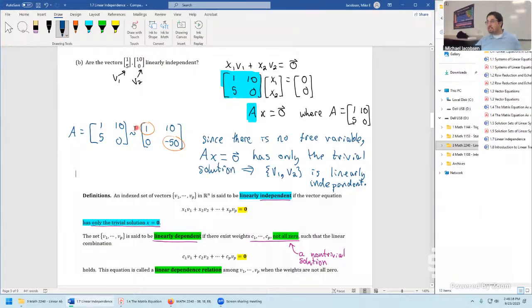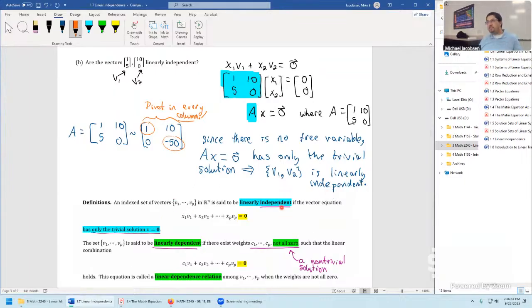Another way to say this is there is a pivot in every column. That deserves an exclamation mark and an underline, because we have to keep columns really straight in our mind versus rows, or this can really mix us up. If there's a pivot in every column, then there's no possibility of a free variable, and automatically we have linear independence. So that's the short of this one.